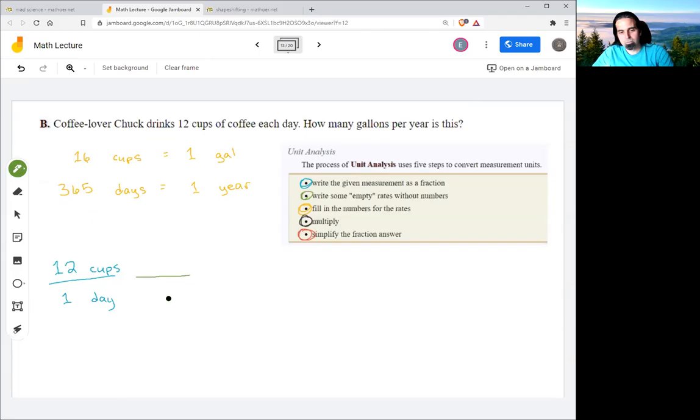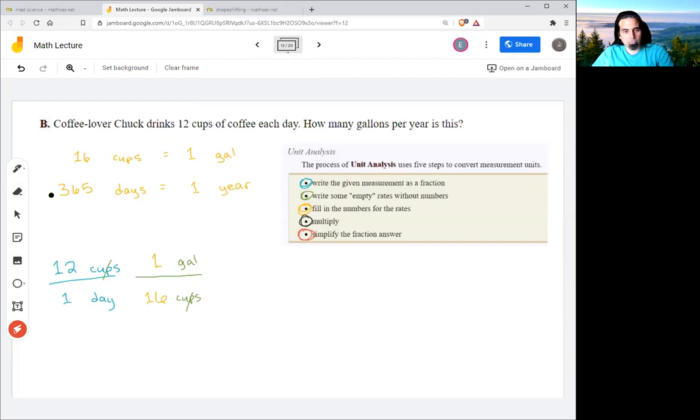Cups. Okay, this cups is on top, so the other cups has to be on bottom. And cups I can make into gallons. Cups will cancel. I might as well write it in right now. 1 gallon is 16 cups. Okay, so far so good.